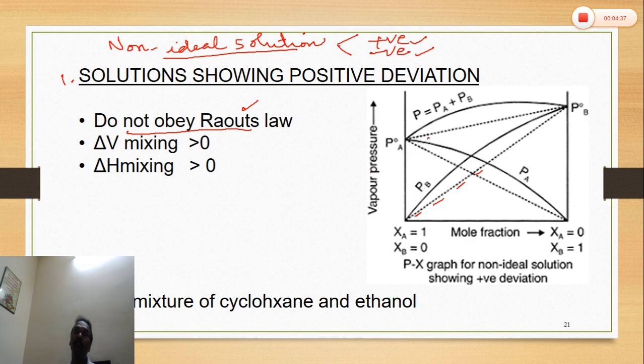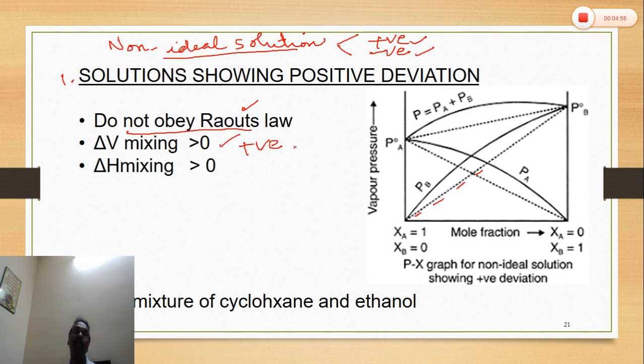The vapor pressure composition curve will be deviated upward. That is, vapor pressure will be more than what we expect from Raoult's law. That is, they do not obey Raoult's law. And delta V mixing is greater than 0. Delta V mixing is positive.